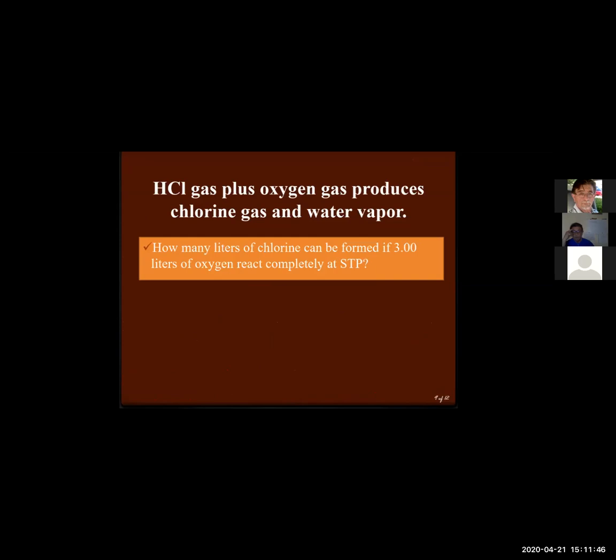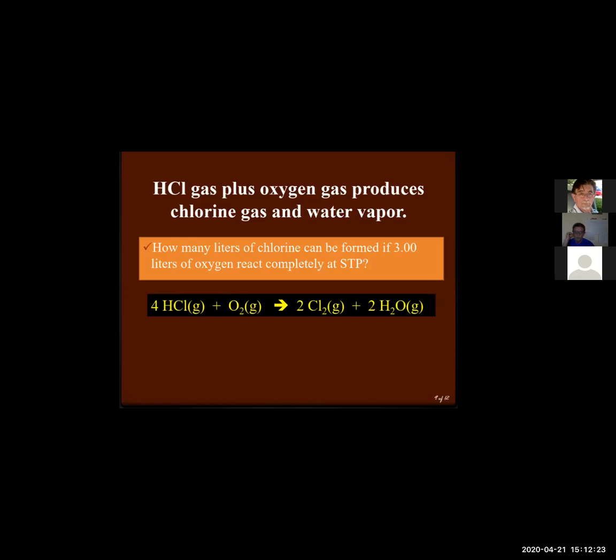All right, here's this one. Another word problem which needs you to convert it to a chemical reaction. It's saying here that hydrochloric acid gas plus oxygen produces chlorine gas and water vapor. And they're asking you how many liters of chlorine gas can be formed if 3 liters of oxygen react completely at STP.